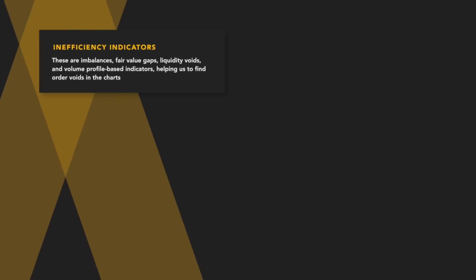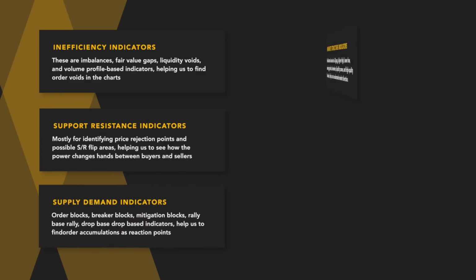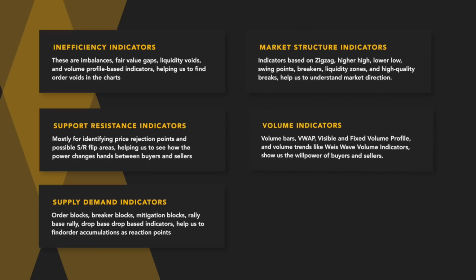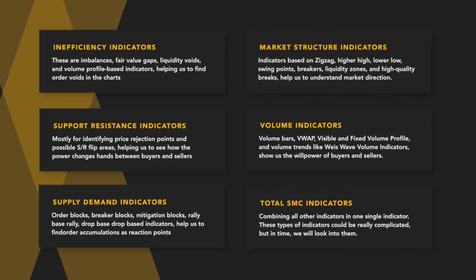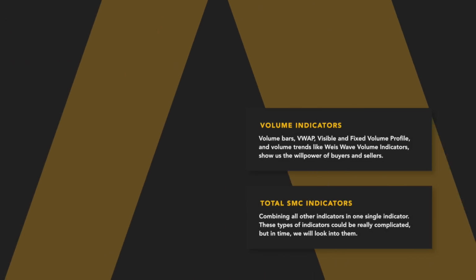Okay, as you remember, we have 6 different indicator types that are really useful for price action traders. Let's see them again. Inefficiency indicators, support and resistance indicators, supply and demand indicators, market structure indicators, volume indicators, total SMC indicators. Today our focus will be supply and demand indicators. Actually, it will be mostly the order blocks, because order blocks are the strongest and the most powerful supply and demand zones in the block family. Most of the time, much more powerful than breaker blocks and mitigation blocks.